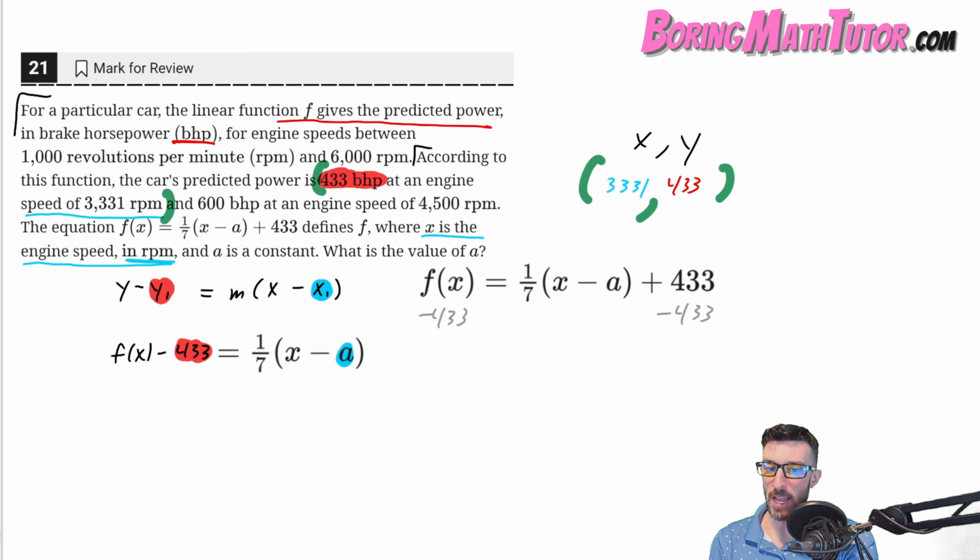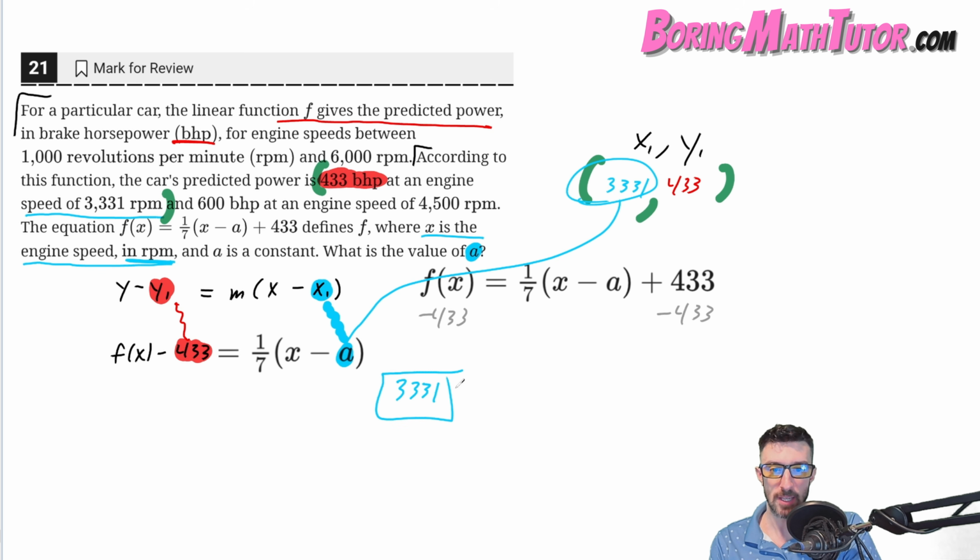But remember what they were asking us for? They were asking us for a. But wait a second, that a is actually the same thing as x1. And what we just found is that our y1 is 433. So what does that mean? That means that the x is just the 3331. That's it. That's all you really need to do for this problem.